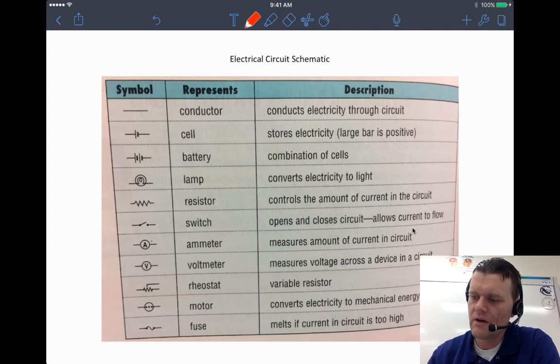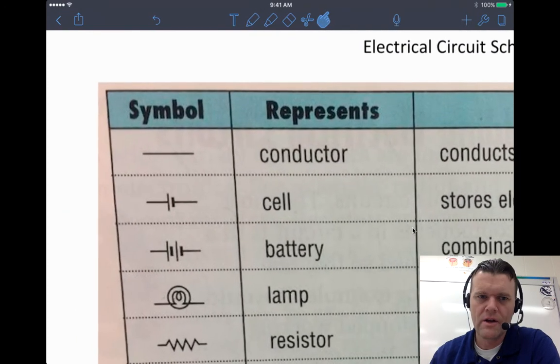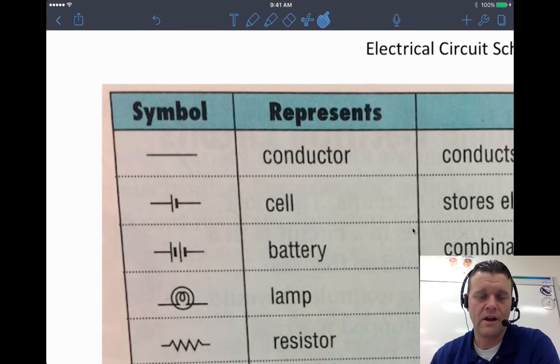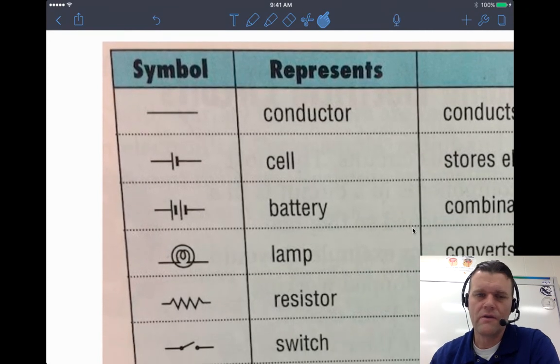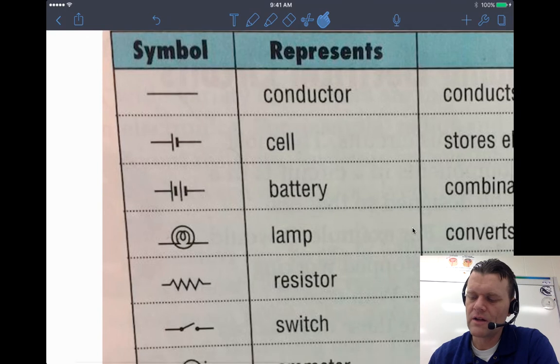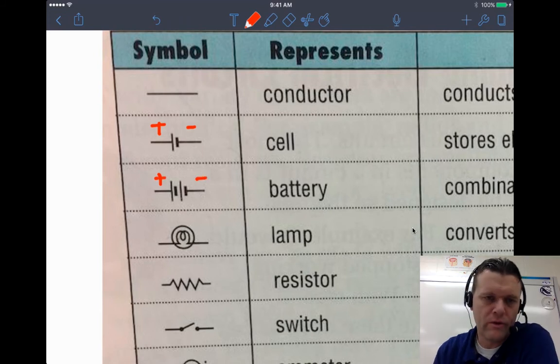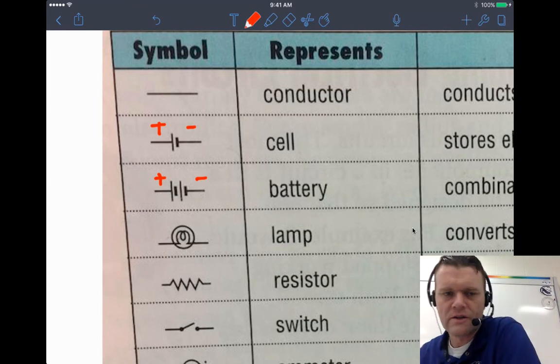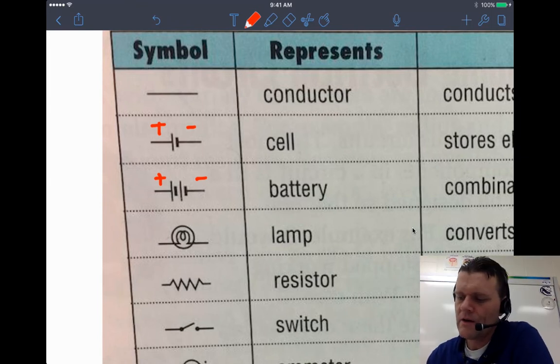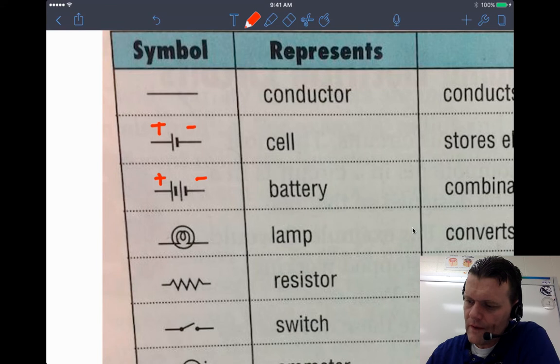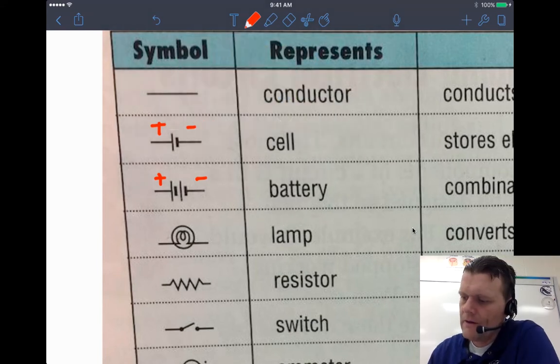As you can see in here, the symbol for a conductor is just a straight line, and we've already seen those. A cell has a long terminal and a short terminal, and you should remember that the long terminal is positive and the short terminal is negative. That applies the same on a battery, because a battery is just more than one cell. You can see that there are two cells in the schematic I'm showing you, and you can have as many cells as you need.